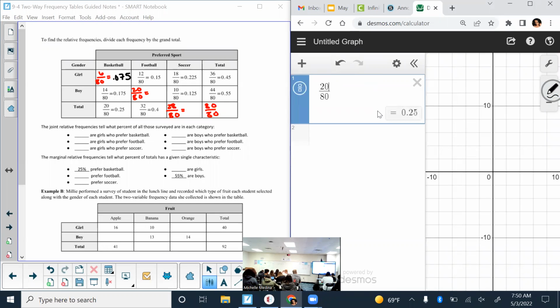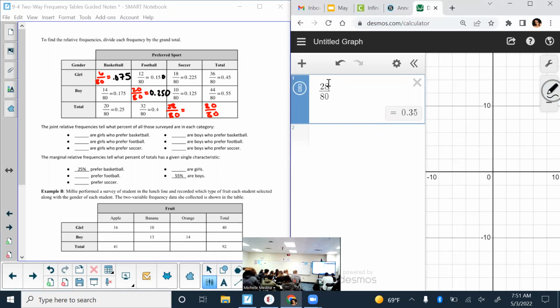20 divided by 80 should have been 0.25. That one doesn't have an extra number here. If it was there, it would be a 0. Do I really need to put the 0? No, but just so you know. That's why some of these just stop at 0.15.